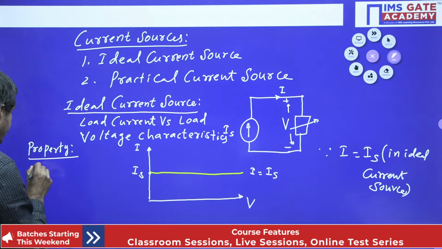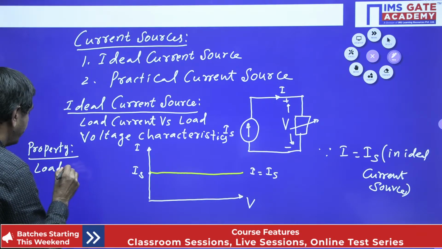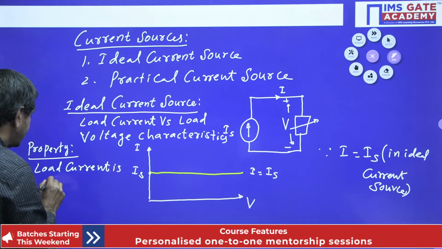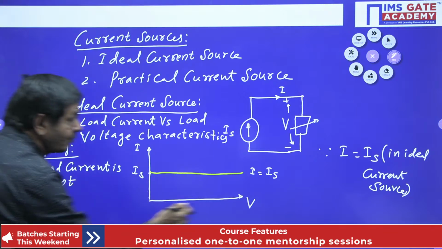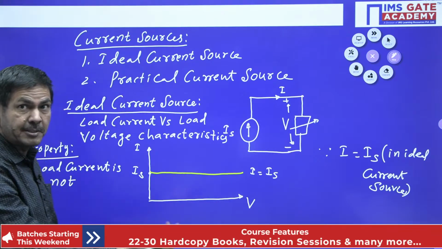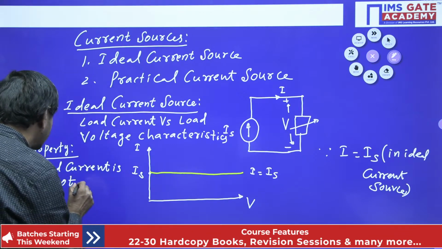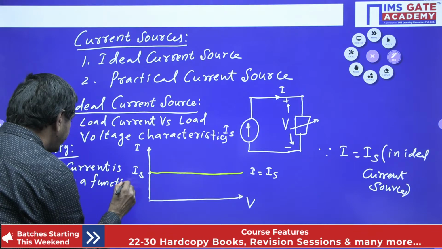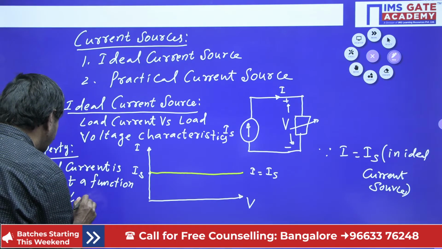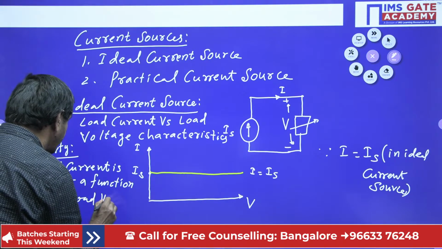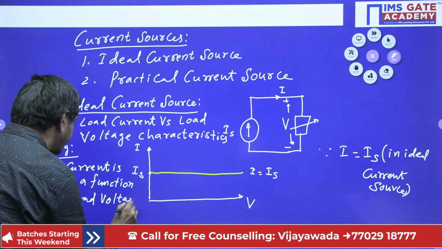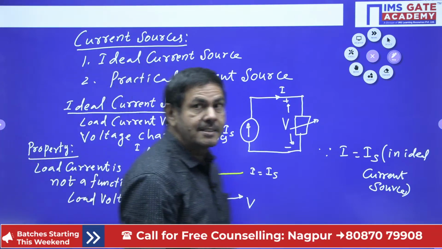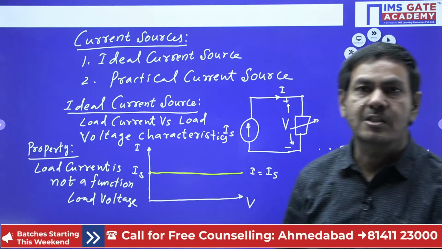Load current is not a function of voltage. Not dependent means it is not a function of. Load current is not a function of load voltage, we can write. This point is very important. Even if the voltage varies, the current will not change. This is the ideal current source, we can say.